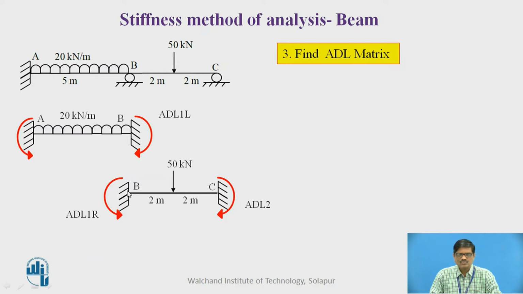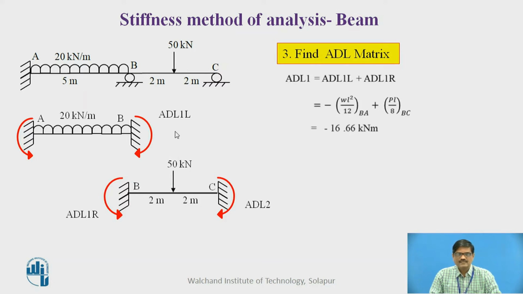At B we have two moments, ADL1L, that is from span AB, and ADL1R from span BC, and one more moment at C, that is ADL2. So ADL1 will be the summation of left and right component. The left value will be WL square by 12 because it is a beam subjected to UDL. So the fixed end moment is WL square by 12, and the negative sign we use because this moment is clockwise and rotation at B we assumed as anti-clockwise.